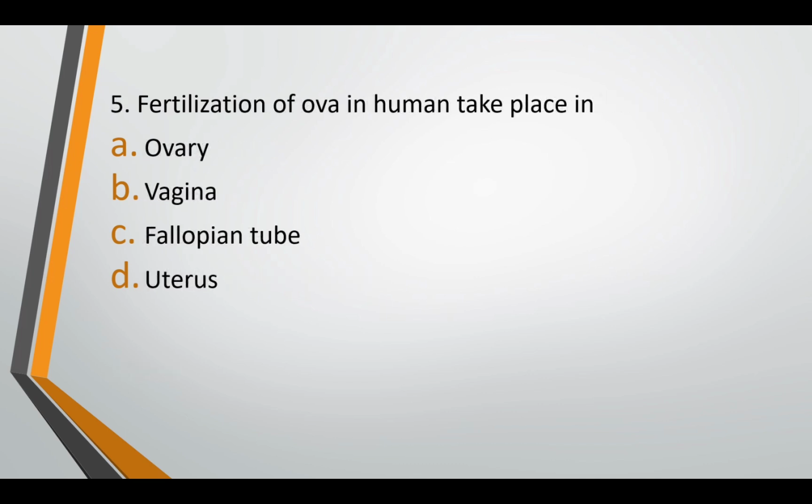Question 5. Fertilization of ova in human takes place in. What is the location of fertilization in humans? Option A. Ovary, option B. Vagina, option C. Fallopian tube, or option D. Uterus. Fertilization of ova in humans takes place in. The correct answer is option C. Fallopian tube.